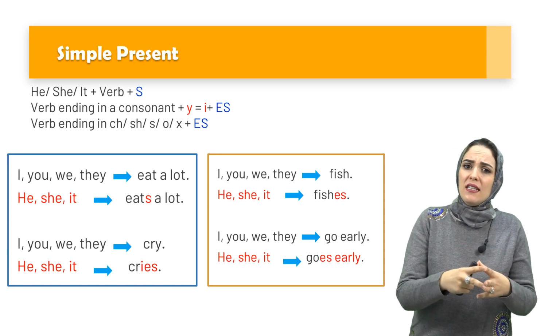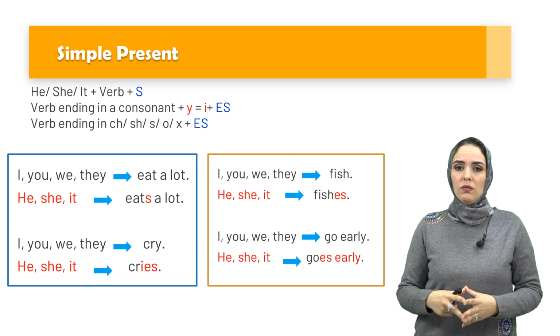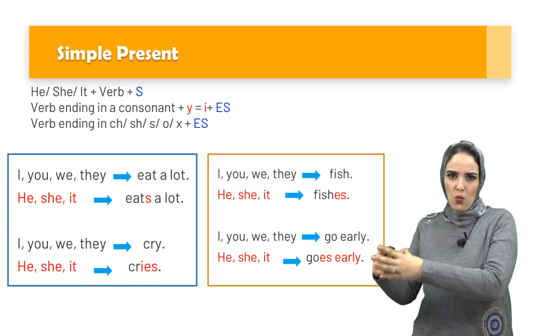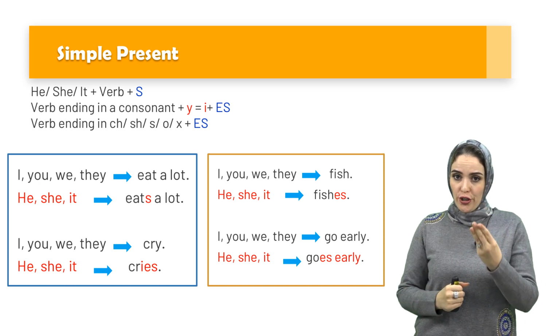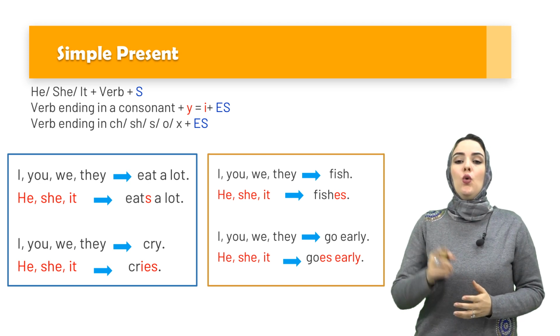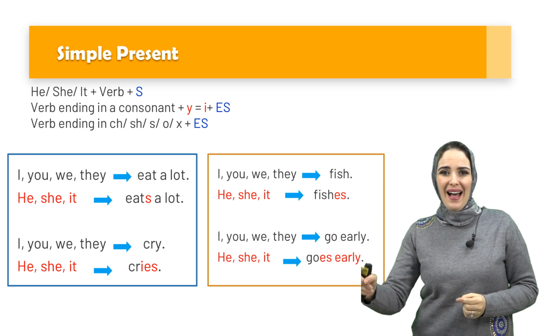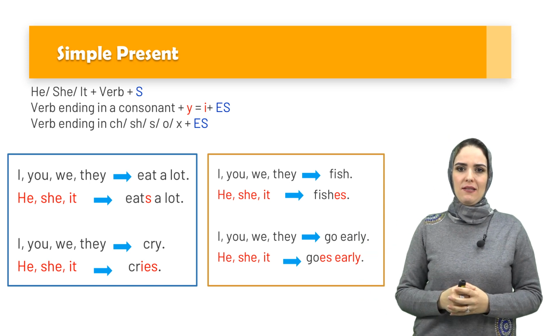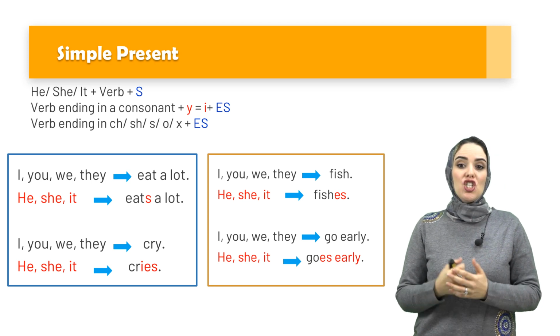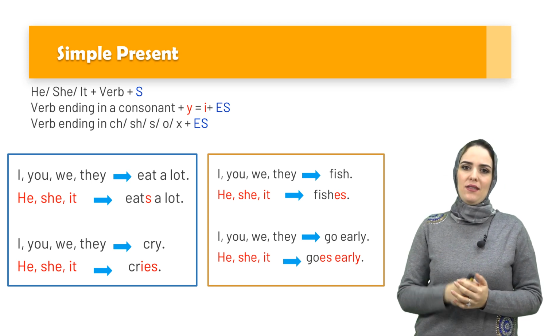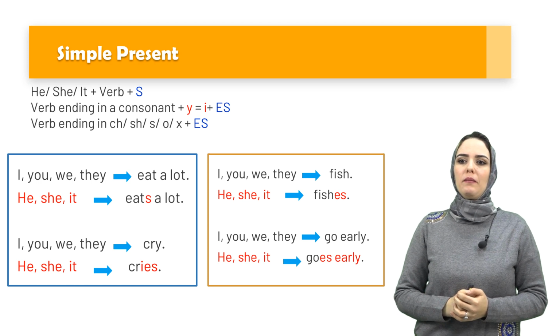The second rule, cry. Do we have a consonant plus Y? We do. R plus Y. So when it comes to he, she, or it, which is the third person singular, we change Y into I and we add ES. He cries. The baby cries a lot. She cries. IES when it comes to the spelling.